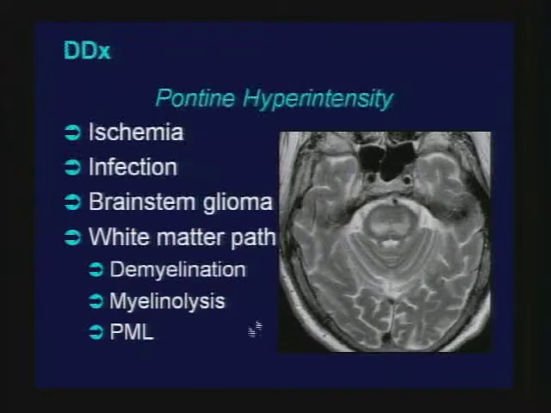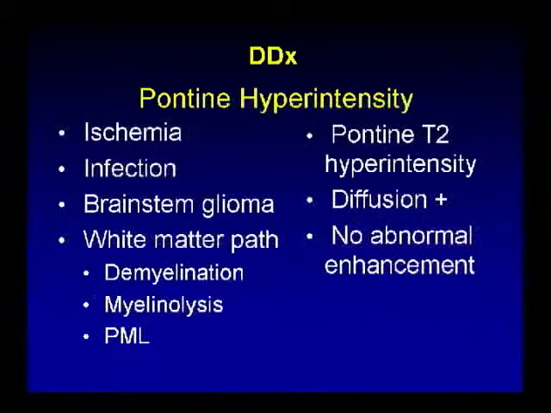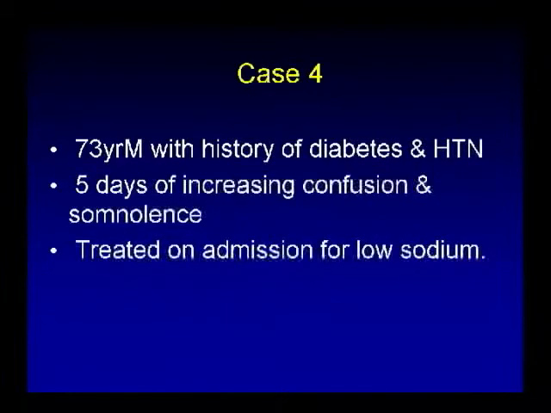We have a differential that we need to consider still. Ischemia, infection, a brainstem glioma, and then white matter pathology, demyelination, myelinolysis, and PML. If we look at our differential diagnosis of pontine hyperintensity and we look at what we find, ischemia is still in our differential. Infection is crossed off without the enhancement. A brainstem glioma is crossed off because of the positive diffusion. Demyelination unlikely with the positive diffusion and without abnormal enhancement. Myelinolysis is still there, and PML is still in our list of differential diagnosis.